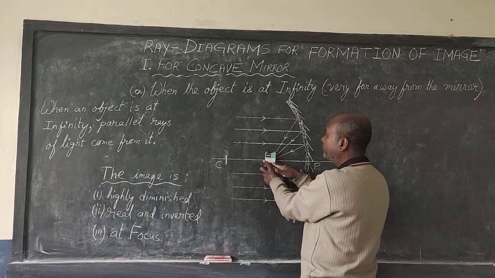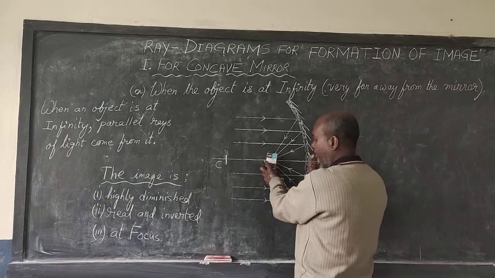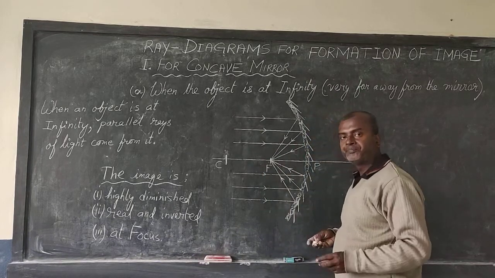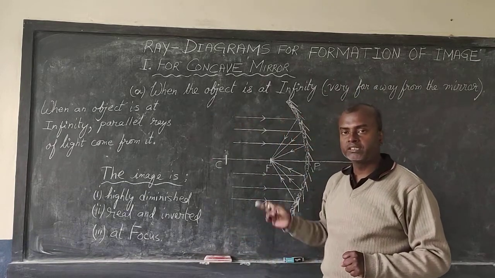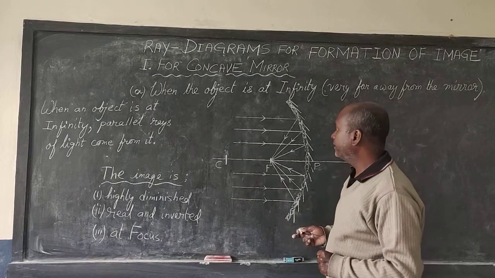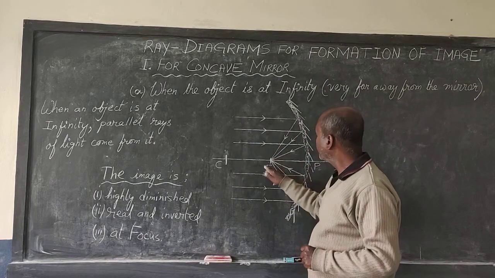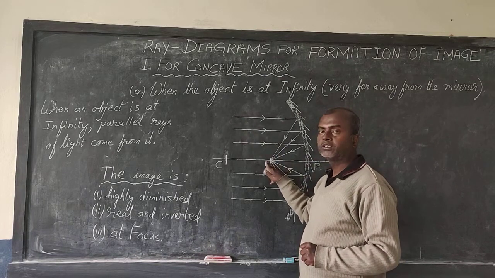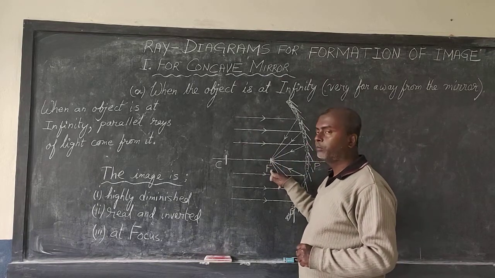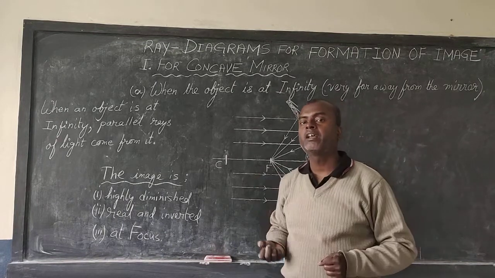So as soon as the paper is on the focus, it will start burning. The paper will catch fire. You know why? The sun is the object in this case. The entire sun, from the sun parallel rays of light coming, will focus. The entire sun's image will be focused on this focal point. So the temperature of this focal point will be very high.